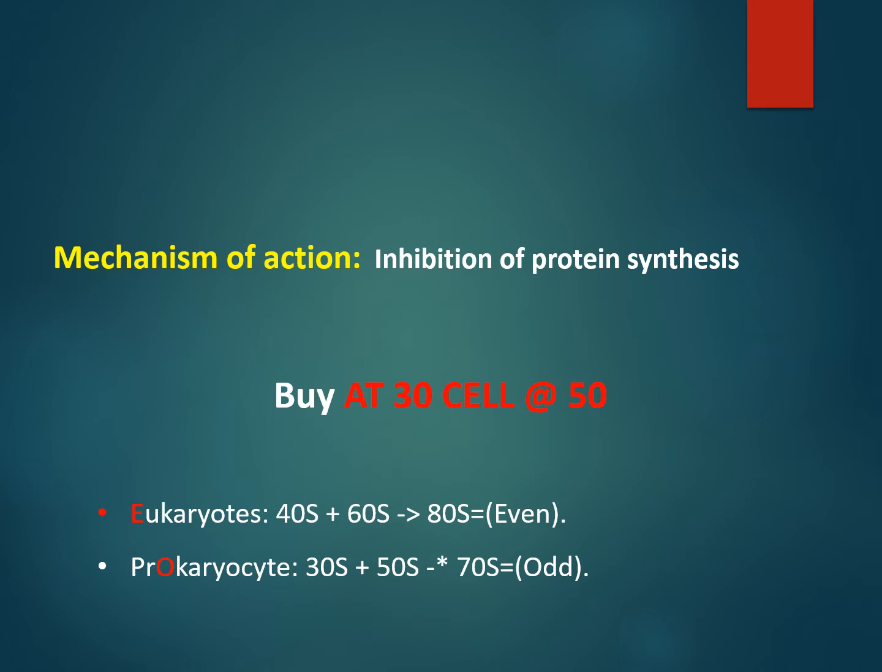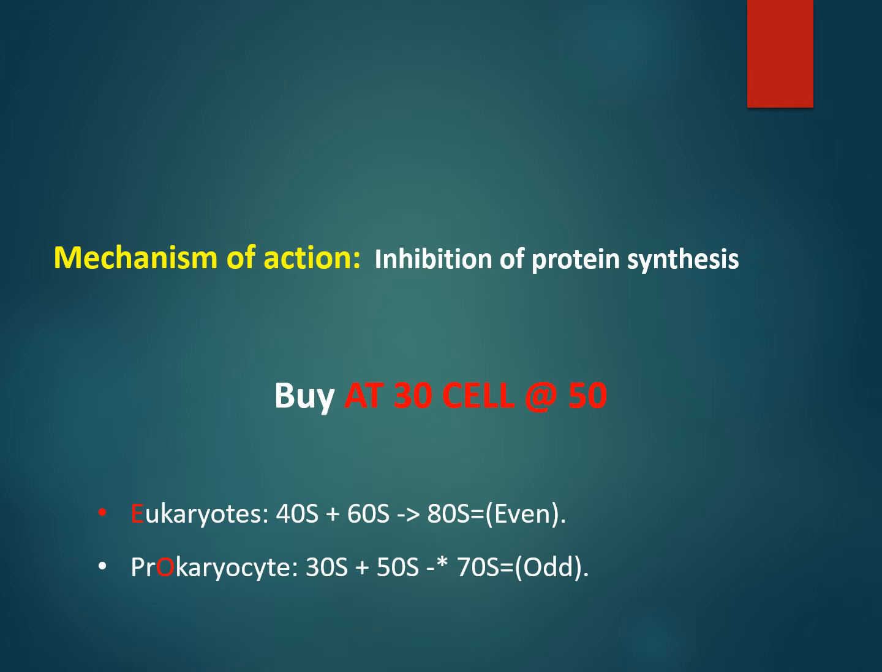So, what happens in case of prokaryotes? In prokaryotes, we have a 70S ribosome that contains two subunits. One is 30S and the other one is 50S. Here we have a mnemonic: buy at 30 and sell at 50. Here, buy at: A for aminoglycosides and T for tetracycline. That means tetracyclines act on the 30S ribosomal subunit and inhibit protein synthesis.